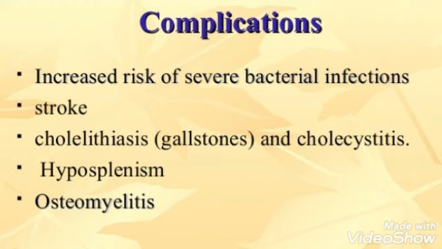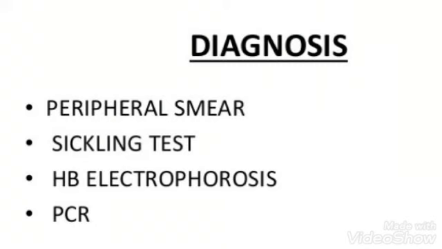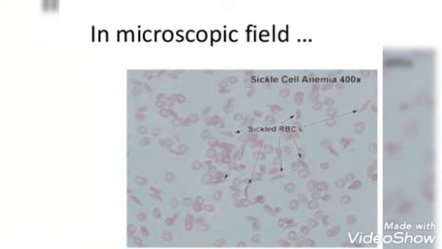Among the complications, this may cause further hyposplenism, cholelithiasis, that is the formation of gallstones, and cholecystitis, osteomyelitis, infection of bones, increased risk of severe bacterial infections, infarct of cerebrum resulting in hemiplegia, and pulmonary infarction resulting in chest pain. In diagnosis, the patient is recommended for peripheral smear, sickling test, HB electrophoresis, and PCR. Here I have shared the picture of a microscopic field taken of sickle cell anemia.